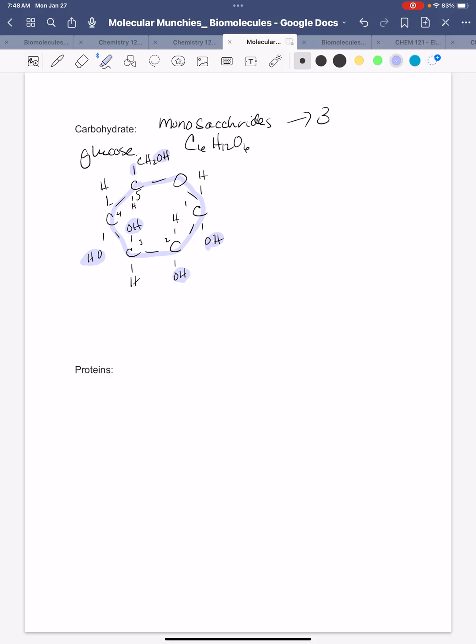So when we count up our carbons, we get 1, 2, 3, 4, 5, 6, right? We get our oxygens 1, 2, 3, 4, 5, 6, and then our hydrogens. I hope I counted those right. So 1, 2, 3, 4, 5, 6, 7, 8, 9, 10, 11, 12. So that works. Okay, so that's our basic unit.